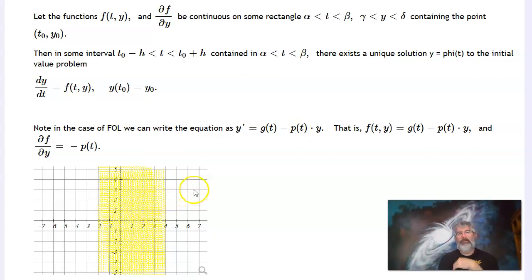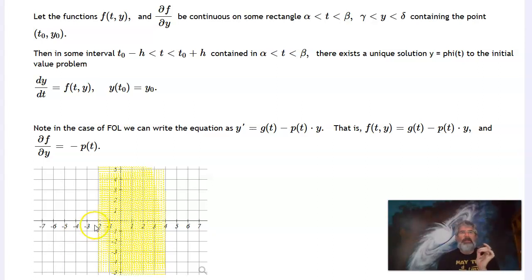But if the initial condition was out here, then I might be saying, oh, alpha and beta are from 4 to infinity, and again, y would be from -infinity to +infinity. Or if my initial condition was over there somewhere, then the alpha and beta would be from -infinity up to -2, and y would be from -infinity to +infinity.